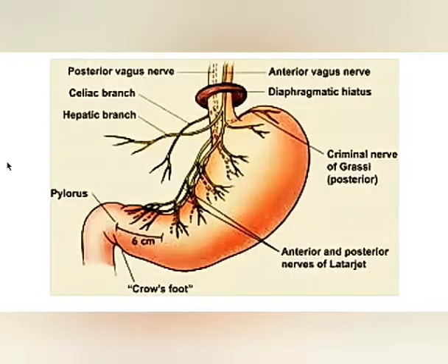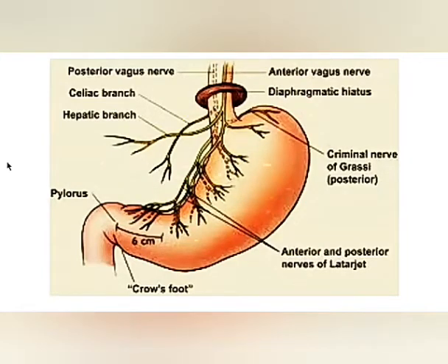Coming to the innervation of the stomach. In most of the textbooks, we see this picture, and we will read about the nerve of Latarjet and anterior and posterior vagus, and these topics. But many a times we stay confused.